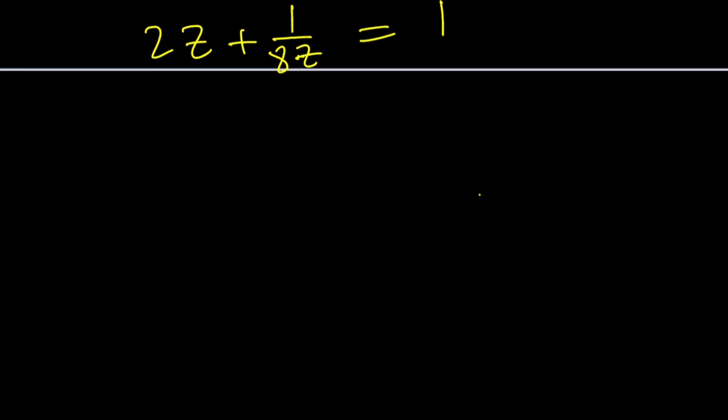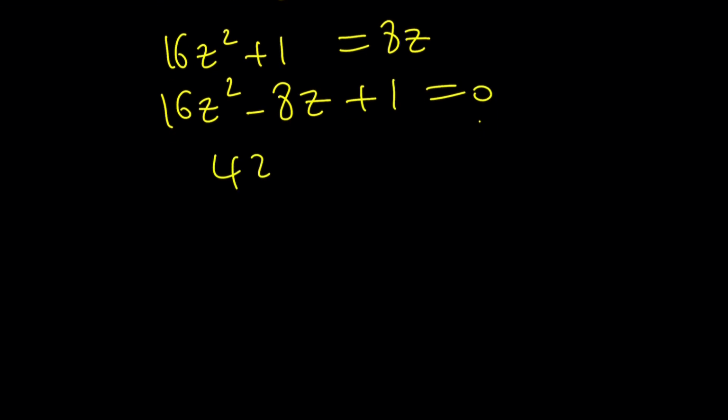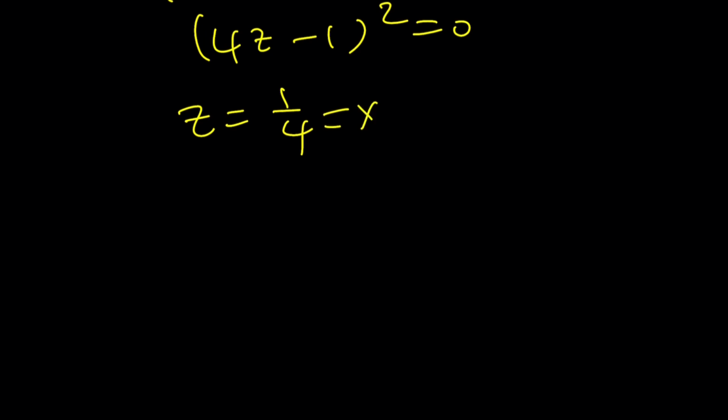That's going to give us 16z squared plus 1 equals 8z. And then 16z squared minus 8z plus 1 equals 0. Uh-oh, another perfect square, which is perfect. So from here, we get z equals 1/4. But z is x to the fourth power. Awesome. If z is x to the fourth power, from here, x will be the fourth root of 1/4, which is the square root of the square root of 1/4, which is the square root of 1/2, or just 1 over root 2.